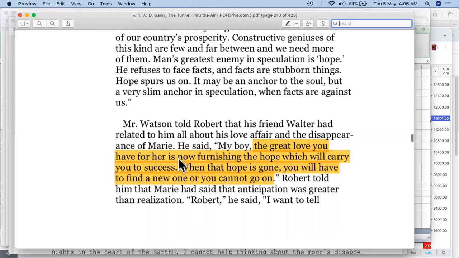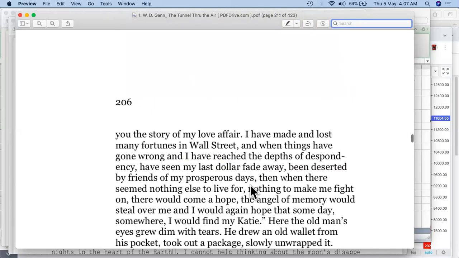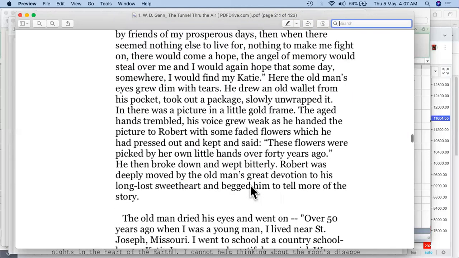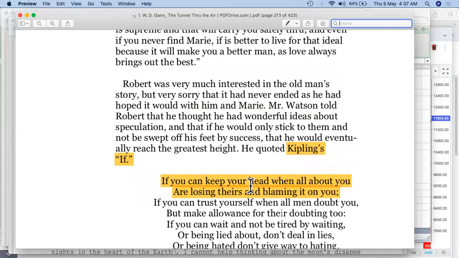The great love you have for her is now furnishing the hope which will carry you to success. Then that hope is gone, you will have to find a new one or you cannot go on. So it's like once you have finished or achieved your target, you need to have another target in your mind and you need to start working on those targets, is what he is trying to say. Probably this is his teaching, and this has been termed as risk management.